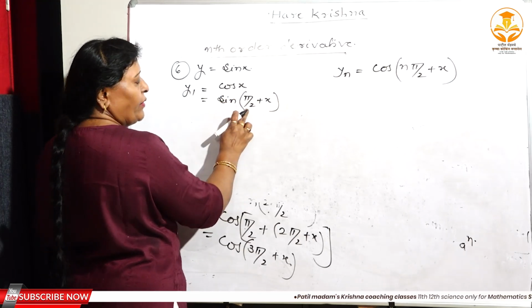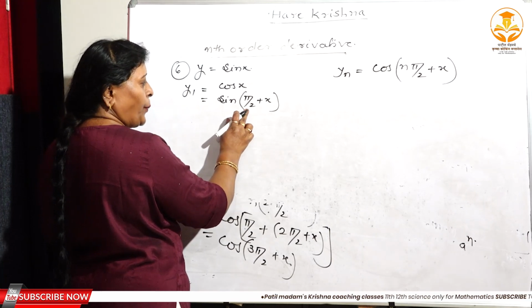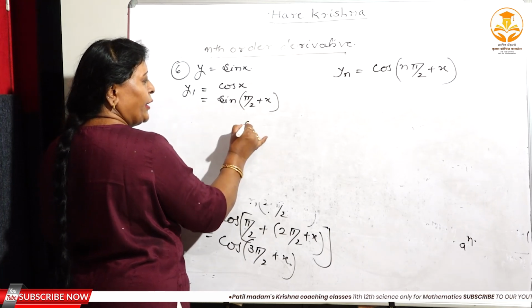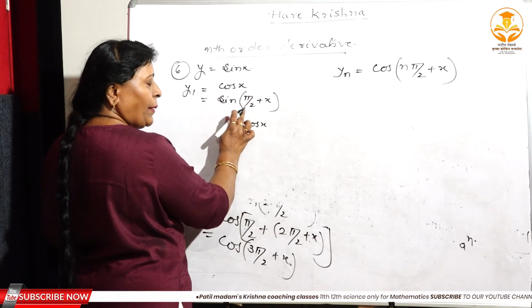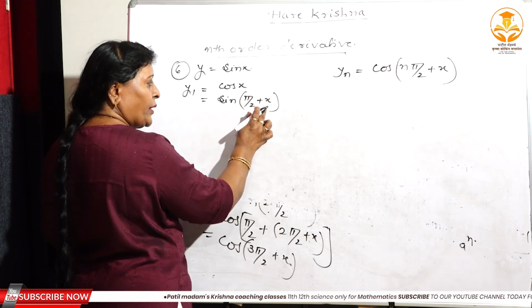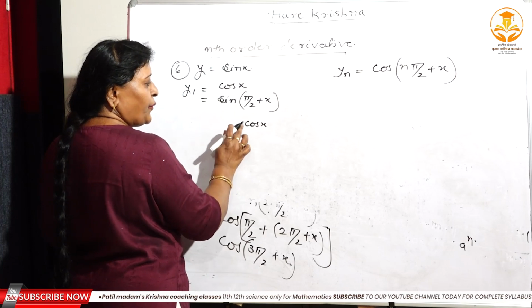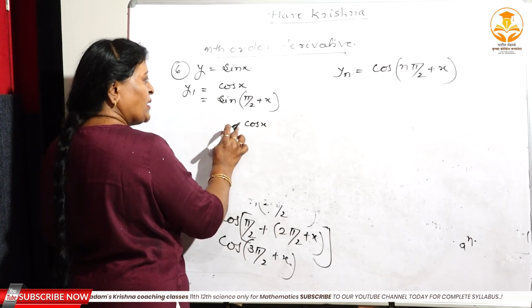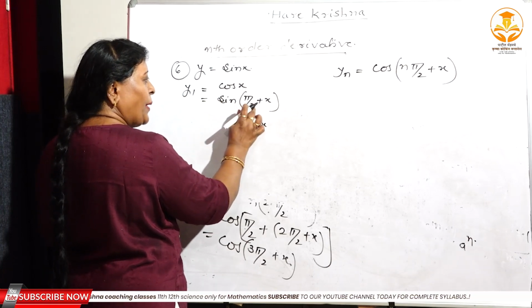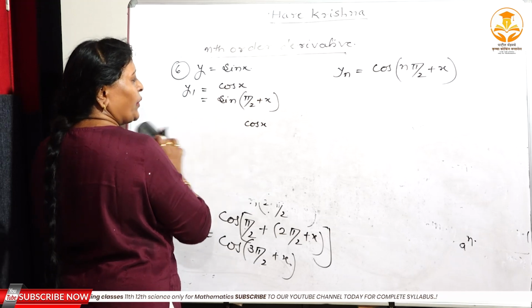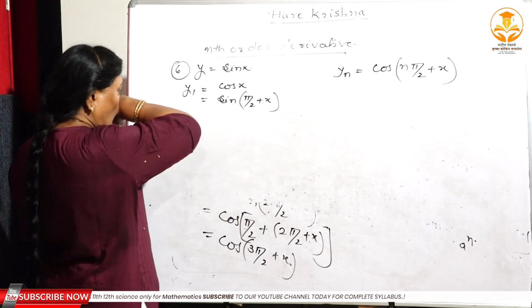Now see, whenever there is a pi by 2, 3 pi by 2, 5 pi by 2, sine is converted into cos. Again pi by 2 plus theta lies in the second quadrant, and in the second quadrant the sine ratio is positive. Therefore the sign of this cos x is positive. Therefore sine of pi by 2 plus x is always equal to cos x, right? This is the first order derivative.